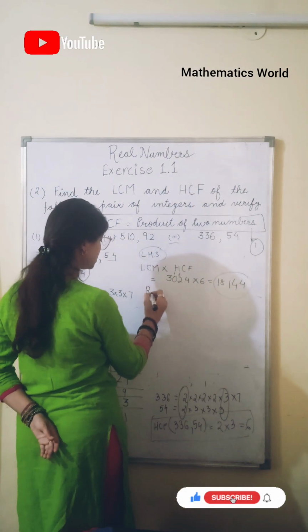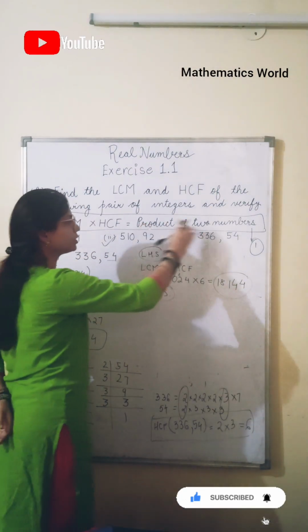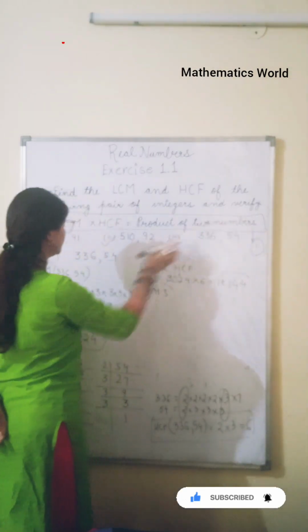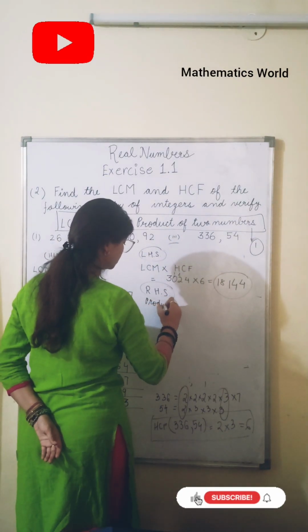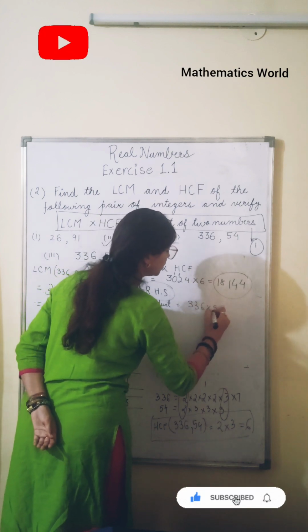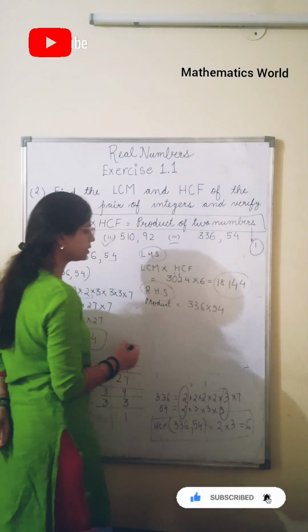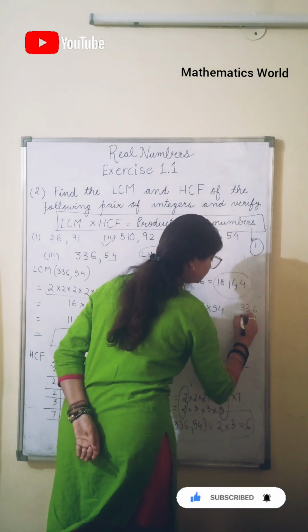Now we will check our right hand side, which says you have to find out the product of both the numbers. So that is, you have to find out the product of numbers. So product is 336 into 54. So find out its product. Let us find 336 into 54.